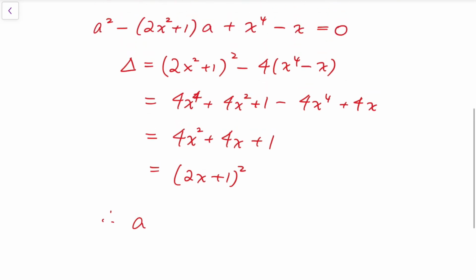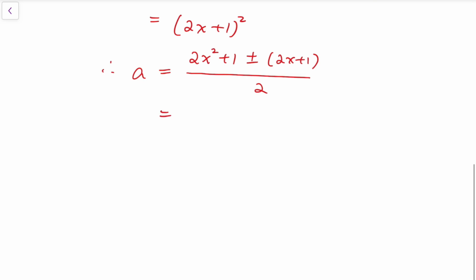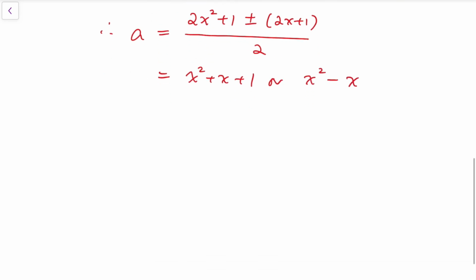So using the quadratic formula, we have a equals 2x squared plus 1, either plus or minus 2x plus 1, all divided by 2. And simplifying, we have either x squared plus x plus 1 or x squared minus x.